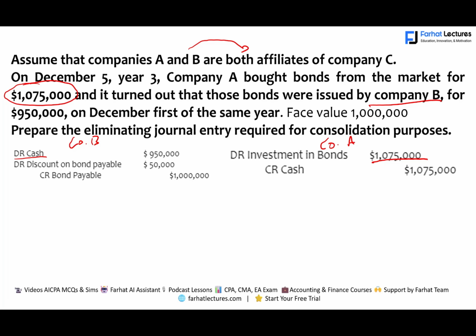Now you might be saying, why didn't company A immediately give the cash to company B, rather than paying it to a third party? And this is La La Land. This is the CPA exam. They just need to know if you understand how the transaction occurs, how to eliminate the entry.